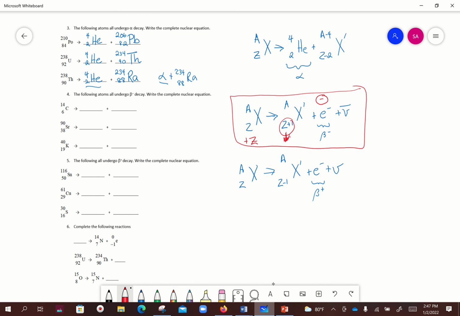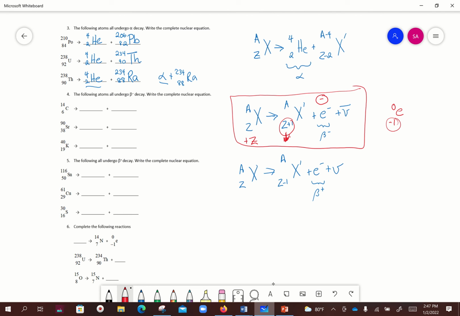So the electron is sometimes written as a 0 at the top and minus 1. You might see it written as 0, minus 1, e. And so what that means is that if I want to add up the numbers on the top and the bottom, you can see I would have Z equal to Z plus 1 minus 1, and A equal to A plus 0. Okay, so I'm going to keep my A number the same, but I'm going to jump up one spot in the periodic table.